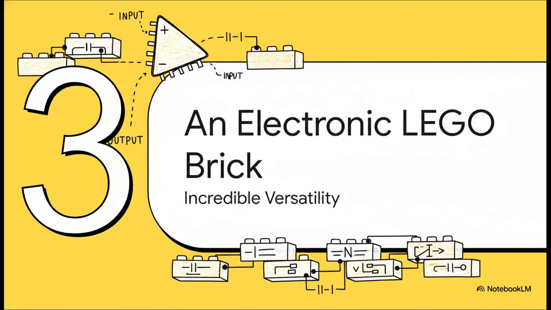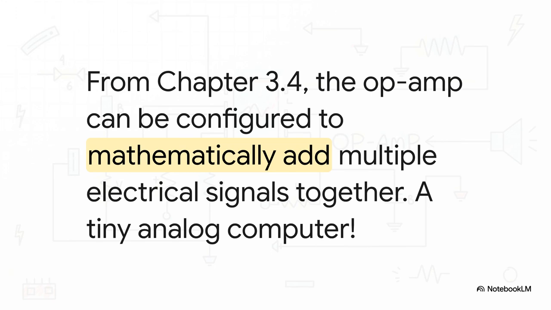Yeah, because of those two simple rules, the op amp is so much more than a volume knob. It's more like the ultimate electronic Lego brick. You can just snap it into different configurations to build totally different things. Let's just peek at the book's table of contents for a second to see what I mean. Okay, for example, get this. In Chapter 3, you wire it up one way, and boom, it becomes an adder. It's a tiny analog computer that can literally do math. It adds electrical signals together.